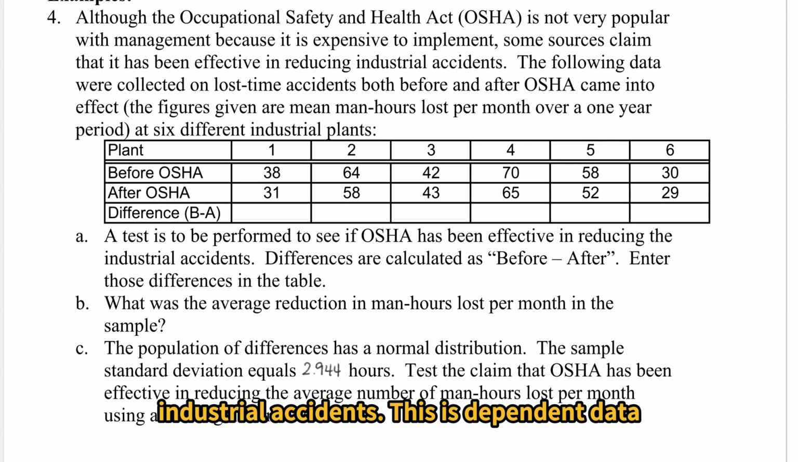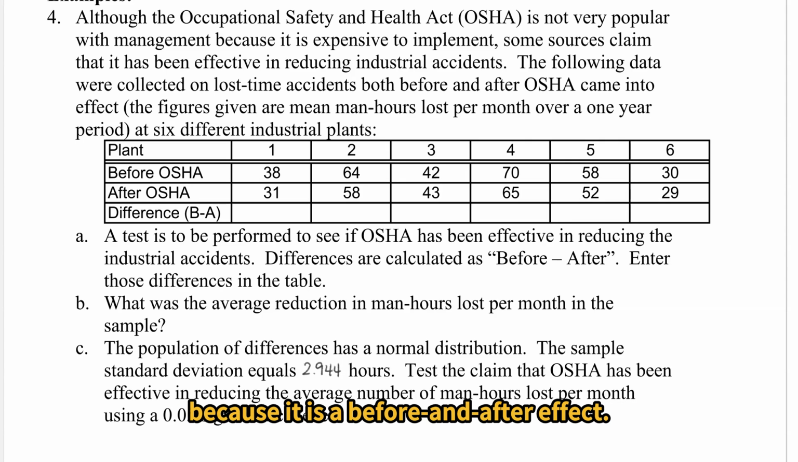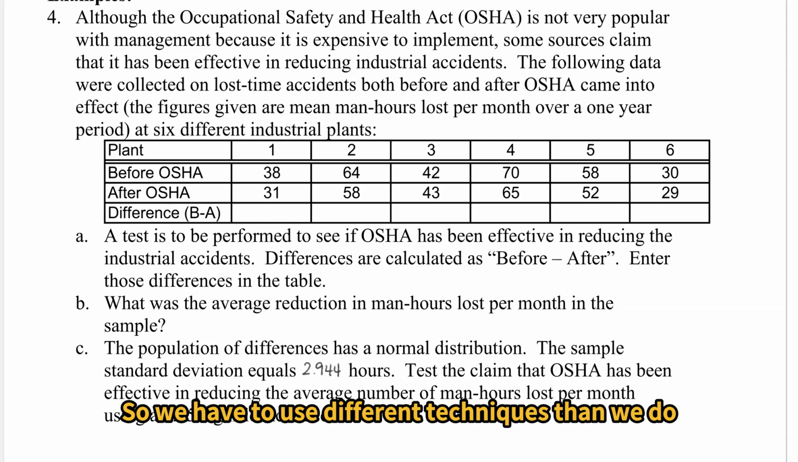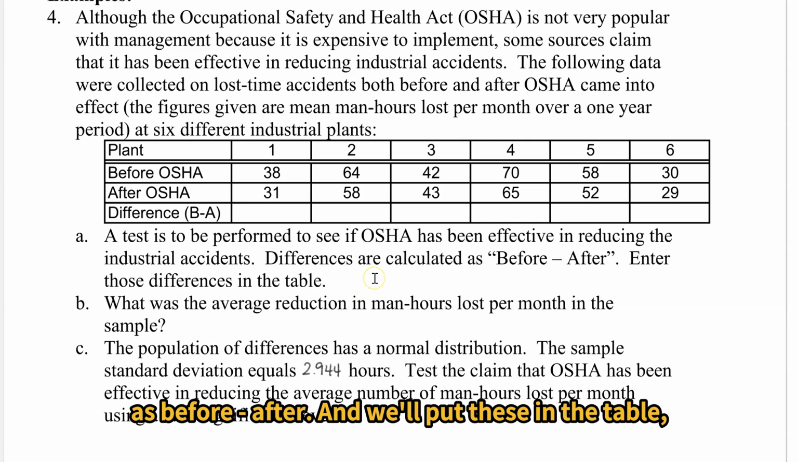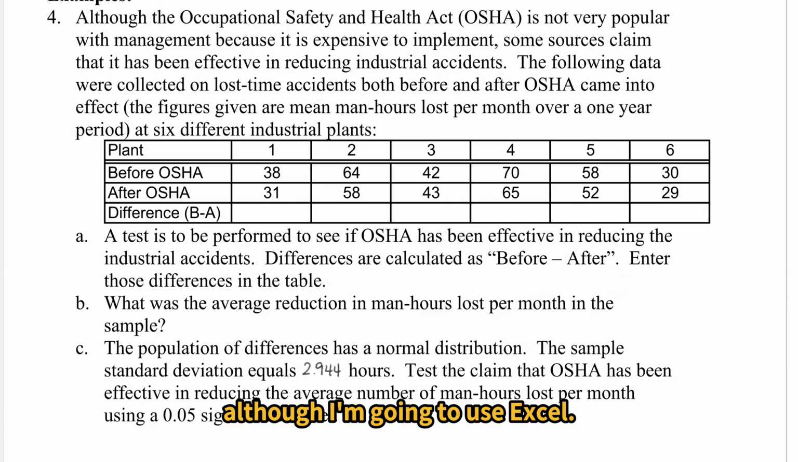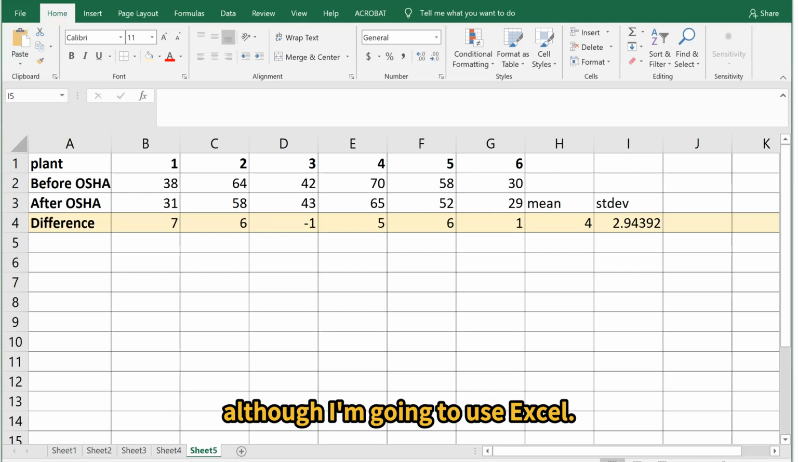This is dependent data because it is a before and after effect. So we have to use different techniques than we do for independent means. We're going to perform a test to see if OSHA has been effective in reducing industrial accidents, and we'll calculate our differences as before minus after. And we'll put these in the table, although I'm going to use Excel.